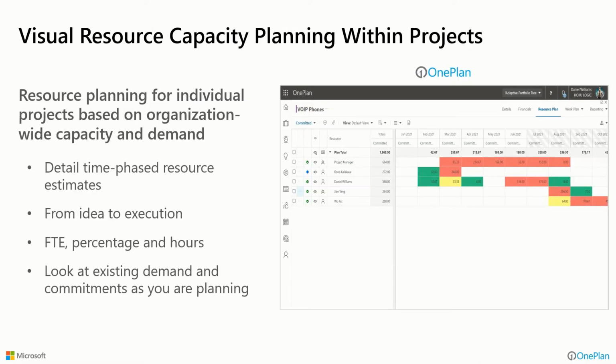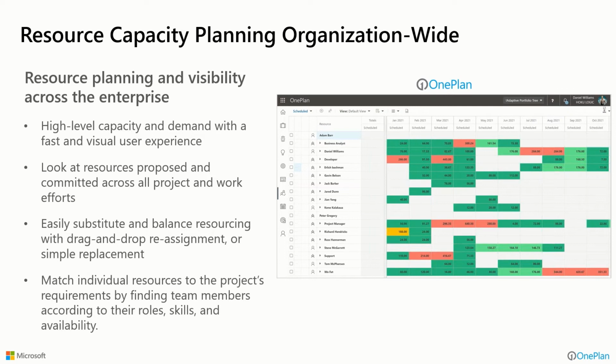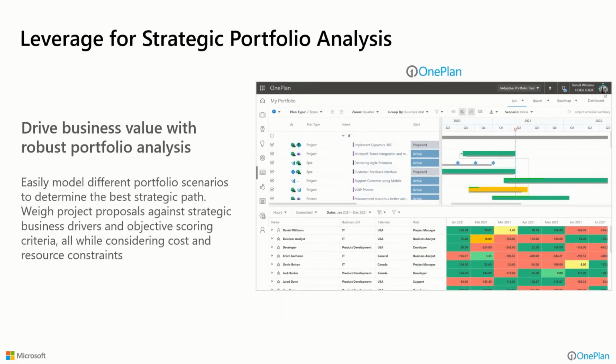So what Paul's going to show, without me stealing his thunder at all, is resource capacity planning specifically within projects, and then organizational wide across all types of work. And then leveraging strategic portfolio analysis for what if analysis and scenario modeling, leveraging those resources and the resource constraints and prioritizations that we can do.